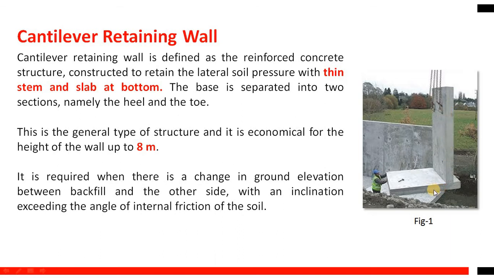And here at the bottom, this is known as the bottom slab in figure number 1. This bottom slab is separated into two sections. First, this portion, which is the bigger slab at the left hand side of the stem, is known as the toe, and the back portion, which is the small portion, is known as the heel.